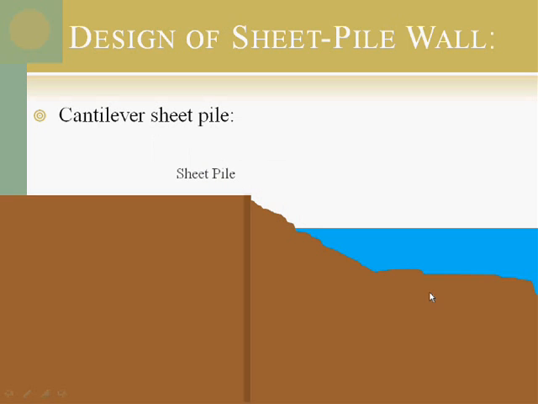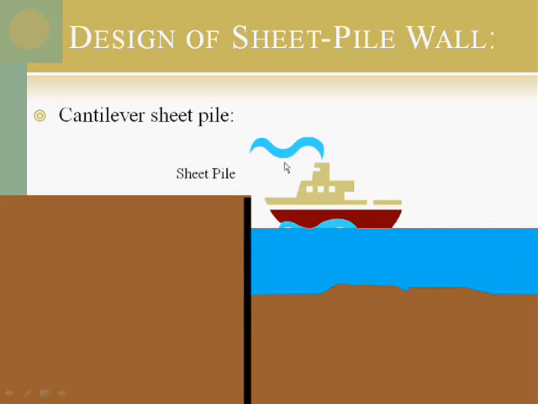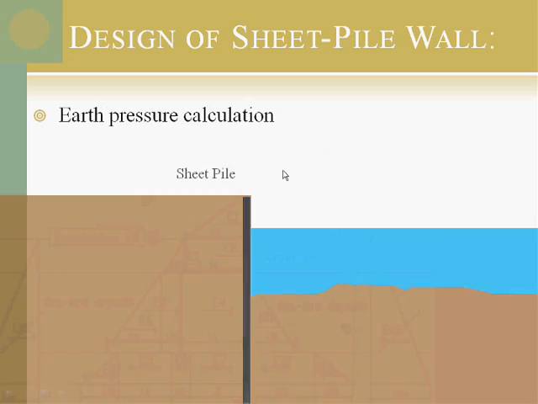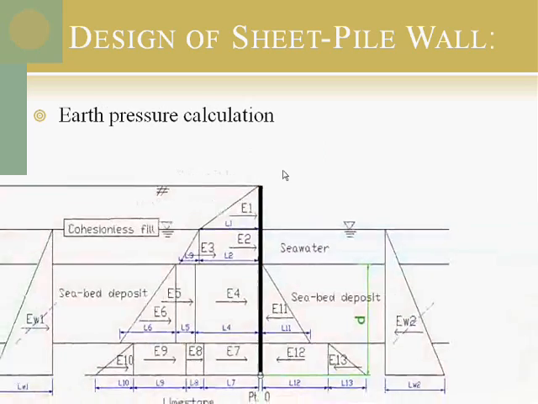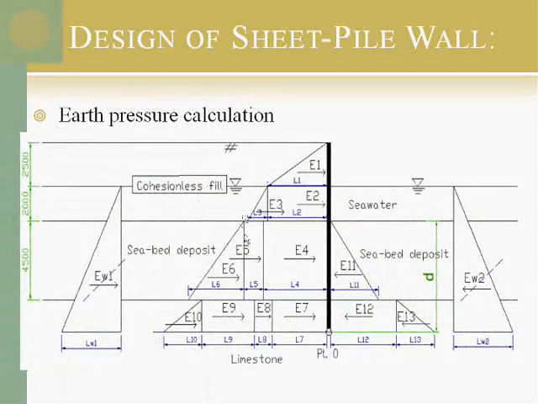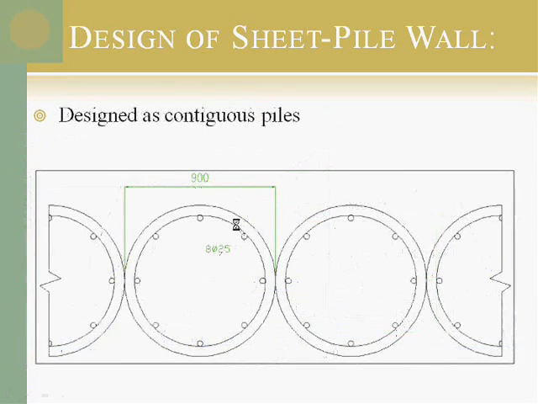This is the cantilever sheet pile. We have proposed that we can put a sheet pile to resist the soil, and we can use this system as a marina. This sheet pile can be analyzed very easily using the earth pressure calculation. As you can see here in the figure, we can calculate the earth pressure from the soil and the water, and we designed this sheet pile as a cantilever sheet pile.